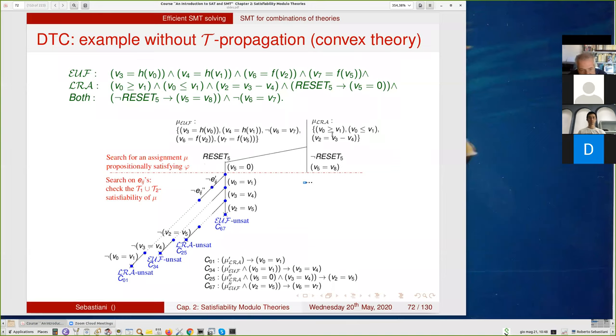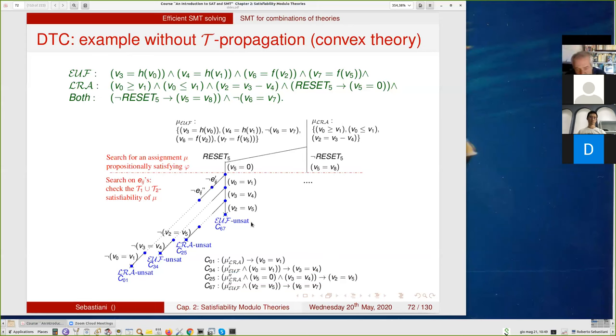Why is this the case? Because V2 equal V5, we have V5 equals 0. Since V3 equals V4, also V2 must be equal to V5. So this is incompatible with this. So the array theory tells us that a set of constraints here, in particular this atom here, plus V5 equals 0, makes V2 not equal V5 impossible. So again, we backjump and assign V2 equal V5, learning this clause here. Importantly, every time we do something, we learn the corresponding clause.